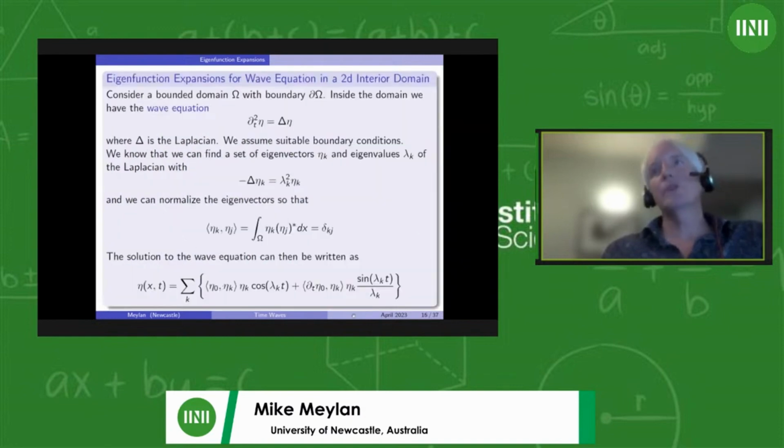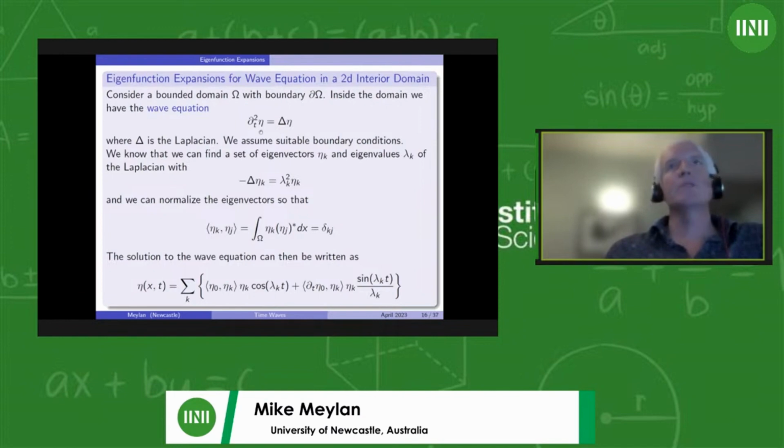So I'm just going to look at some other problems here for a few minutes, and then we'll go on and have a little bit of a look at the singularity expansion method and some stuff like that. Okay, so this is the wave equation in an interior domain. You know how to do this.